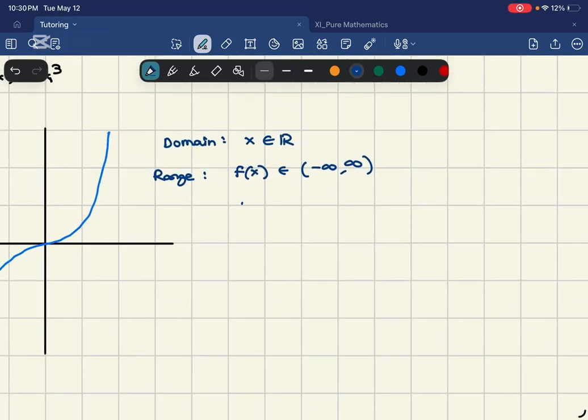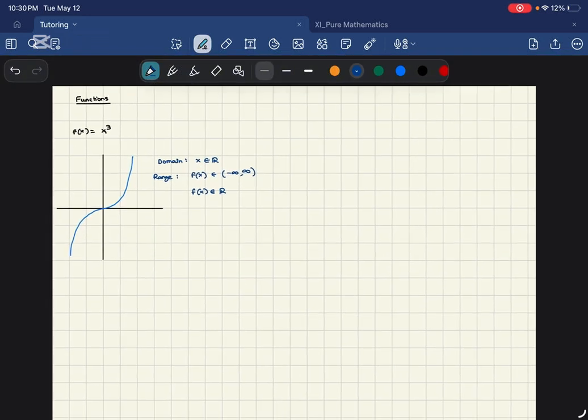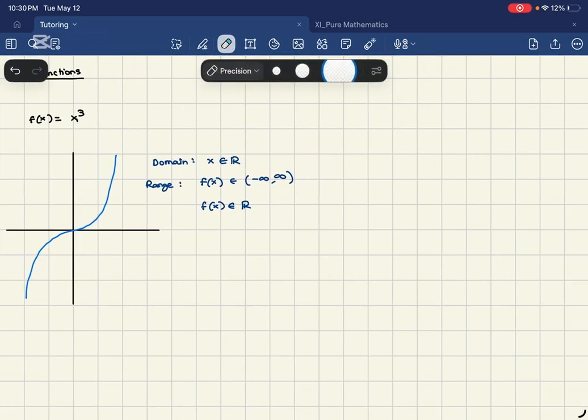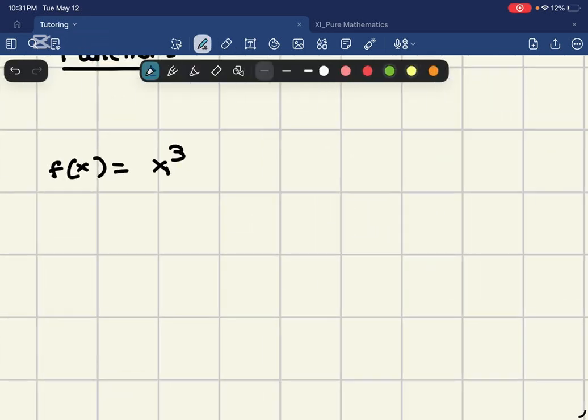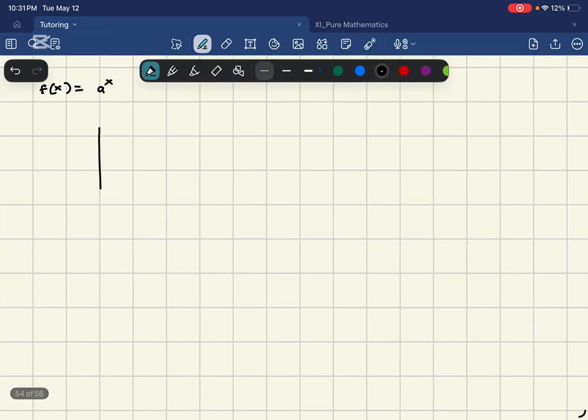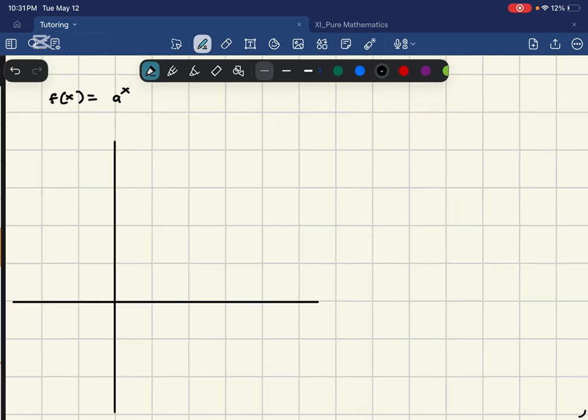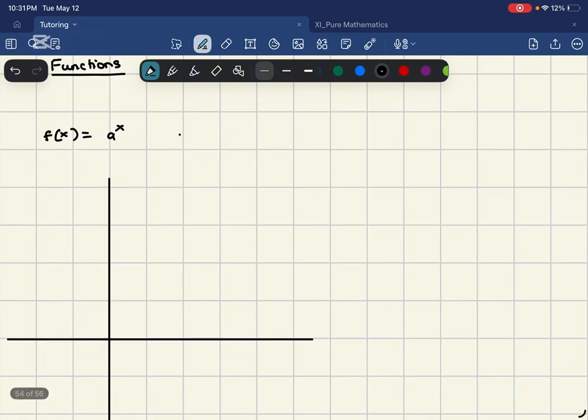It can be anything. Basically, f of x, your output values, are all real numbers, mapped to all real numbers. All right. Another common function is your exponential function, a to the power x. So for a that is positive, bigger than 0, bigger than 1 as well. Sorry, for a bigger than 1, it looks something like this.